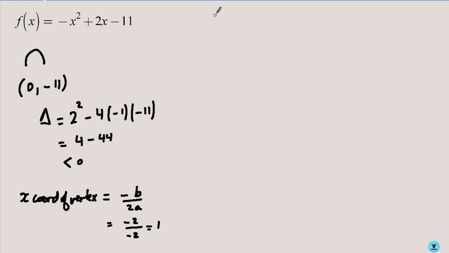We can calculate f of 1, and that gives us negative 1 plus 2 times 1, which is 2, minus 11, and that gives us negative 10. So we are now ready to sketch the parabola. Let's draw the axes first.